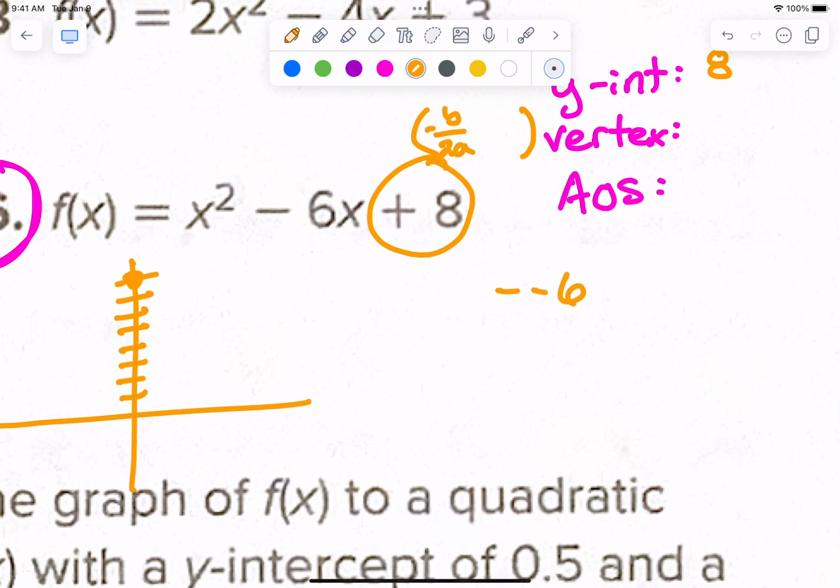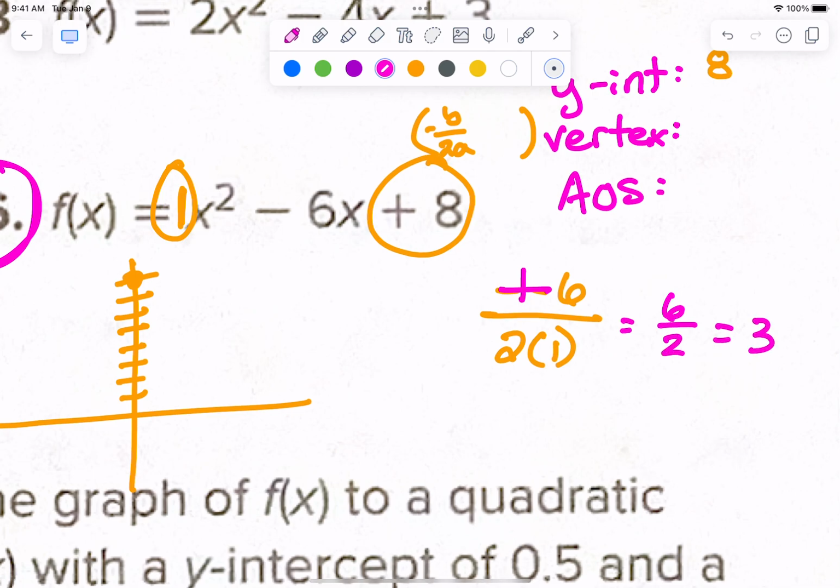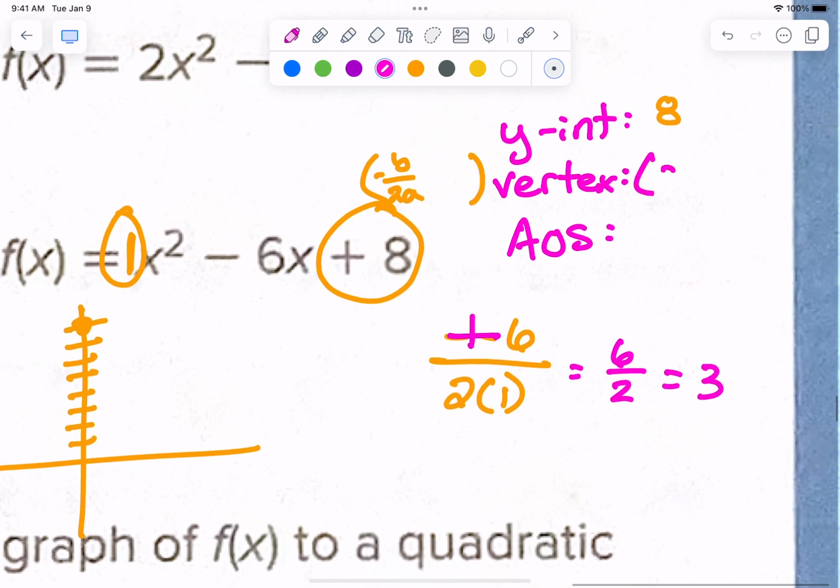Negative 6. So I have negative 6 all over 2 times what's a? 1, okay? Equals 3. All right, negative 6 over 2 is positive 3. Yep. Dylan said it. Now, 3 comma something. How do I figure out what this something is?